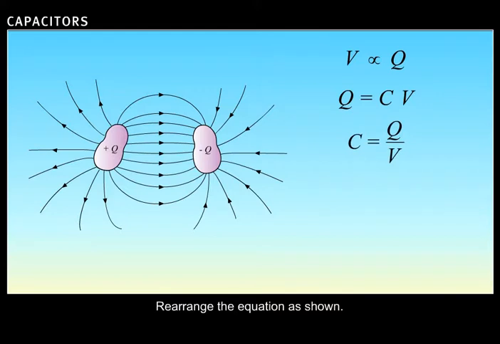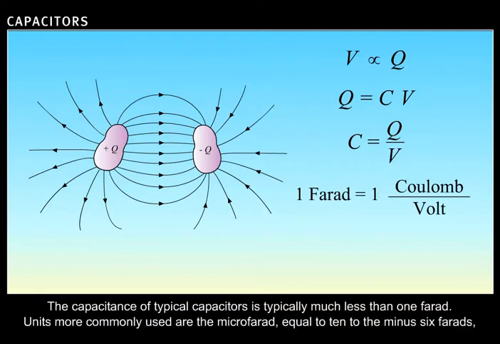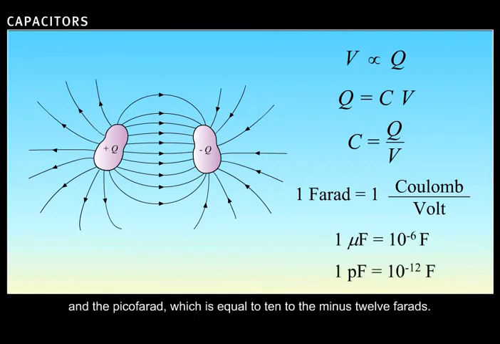Rearrange the equation as shown. The unit of capacitance is the farad, which is equal to 1 coulomb per volt. The capacitance of typical capacitors is much less than 1 farad. Units more commonly used are the microfarad, equal to 10 to the minus 6 farads, and the picofarad, which is equal to 10 to the minus 12 farads.